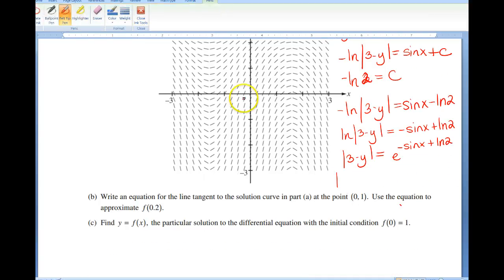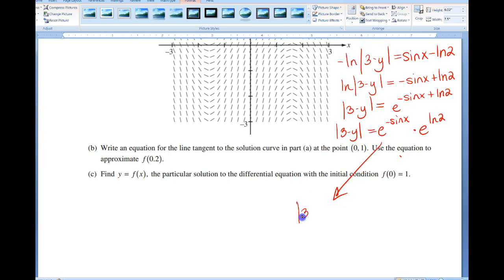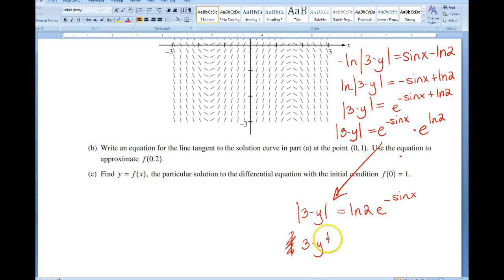Yeah, there's more practice. Now, when you do stuff like this where you have ln and the exponent, they actually want you to simplify that. Now remember, it's ln of 2 e to the negative sine x. Now this means 3 minus y, without the absolute value, could be plus or minus ln 2 e to the negative sine x.